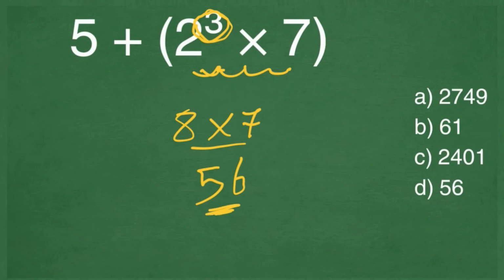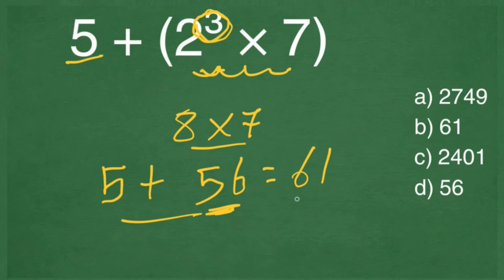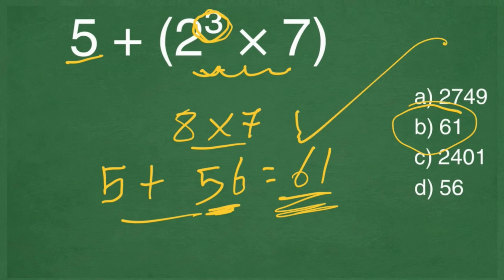Do we have the final answer? No, we are not finished yet. We have to add the 5. 5 plus 56 is 61, and this is the final answer. So B is the correct answer.